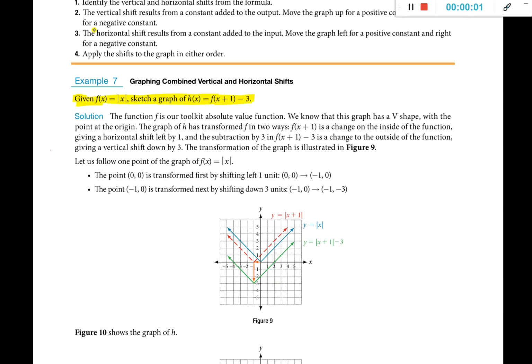So we're going to look at two examples from the book. First example is where you want to know what the graph of h of x, which is f of x plus 1 minus 3, is like if f of x is the absolute value function. So we start with one of our toolkit functions, absolute value of x, which looks like this.